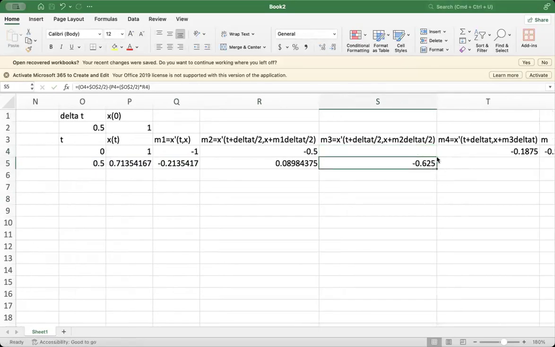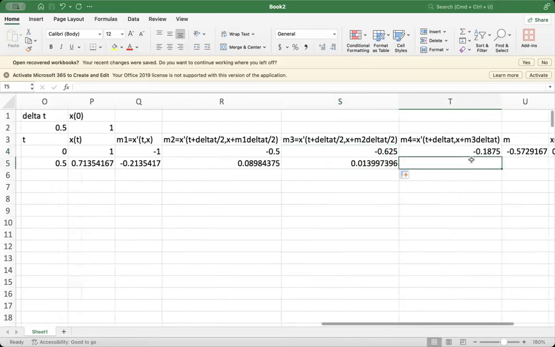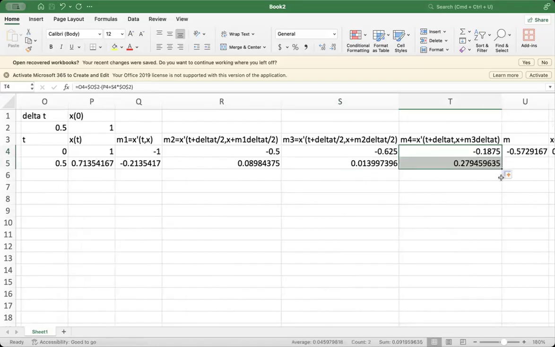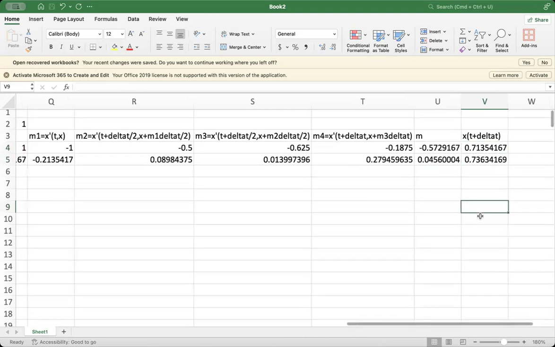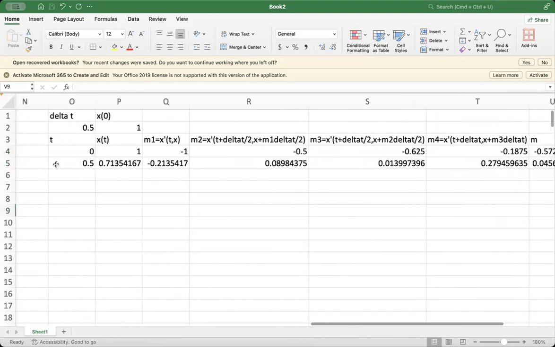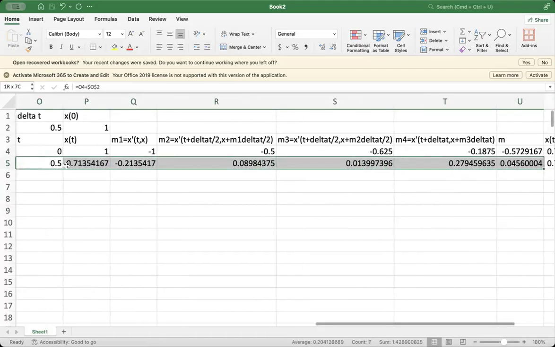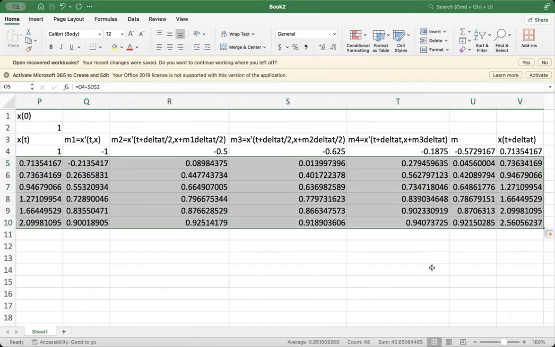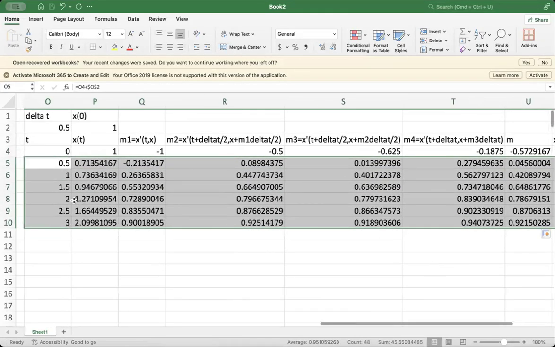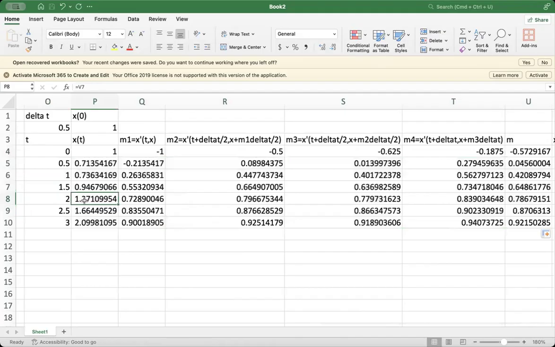I like to do it one at a time, just to make sure. Drag that down one. Looks good. Drag that down one. Looks good. And then the m is the weighted average of those, and then we get a new x value. Okay. Now I can take this whole line because this second line has all the data I need, and I can drag it down. And at t equals 2, I get 1.27 as the value there.